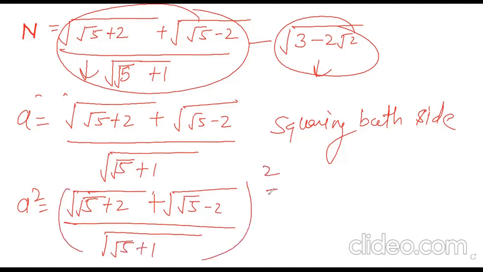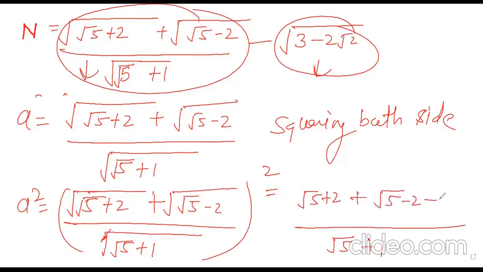This one is squared. If you open this, the numerator square is separate and the denominator square is separate. You will solve this one, so that means a plus b whole square. Here in the denominator it is very easy: this square will get cancelled out, so only root 5 plus 1 remains, because by squaring, the square root gets cancelled. So now a plus b whole square: root 5 plus 2 is a square, root 5 minus 2 is b square, plus 2ab, 2 into root 5 plus 2 and root 5 minus 2.